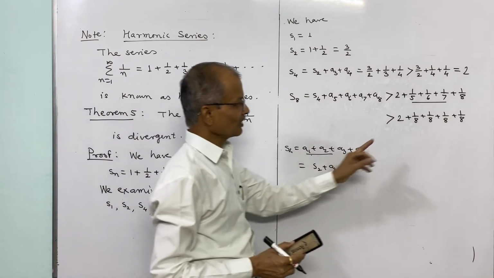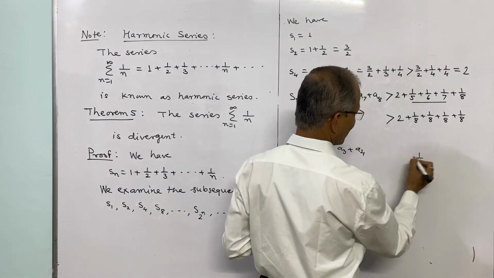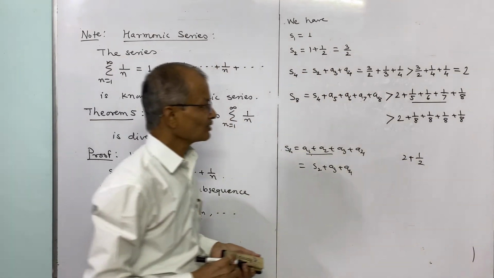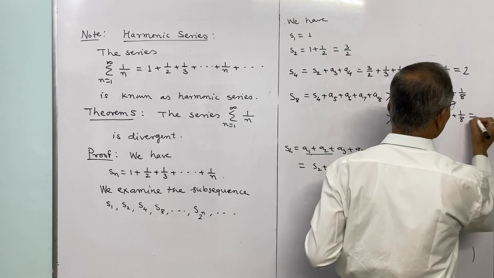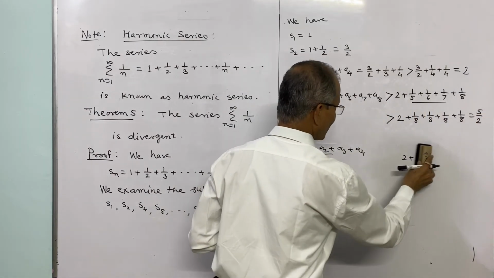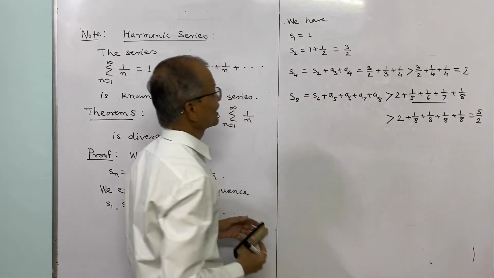But what is this sum? This is 4/8, which means 1/2 again, and 2 plus half is 5/2. So therefore this is equal to 5/2. That we will write: S8 is greater than 5/2. And now we observe these terms again.